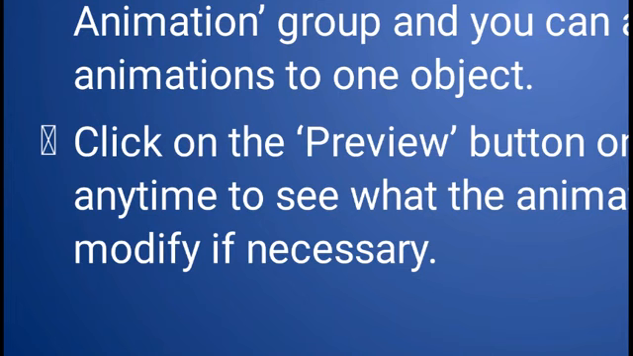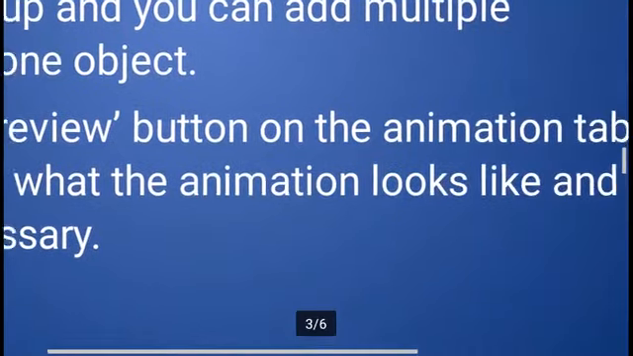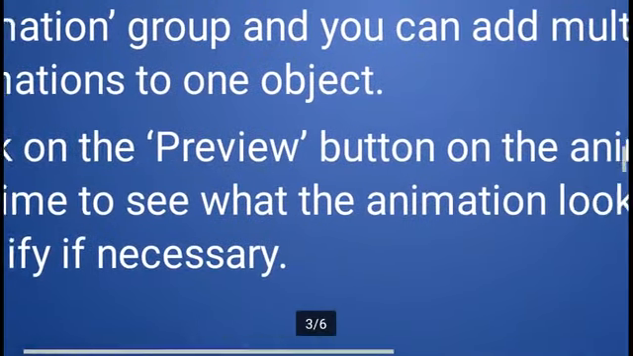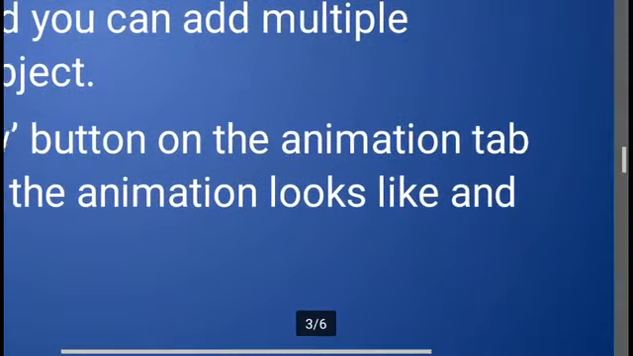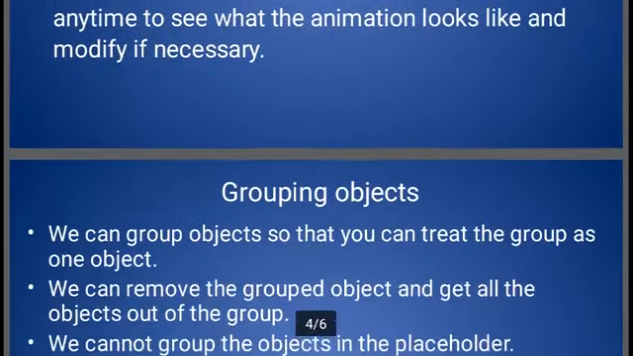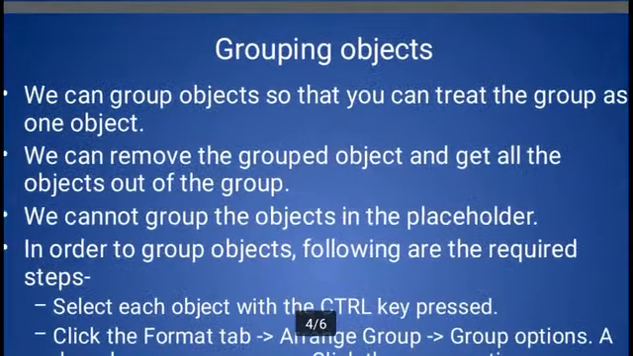Click on the Preview button on the Animation tab anytime to see what the animation looks like and modify if necessary. We can check our animation, test our animation, and then finalize our animation with the help of the Preview button. Now grouping objects.